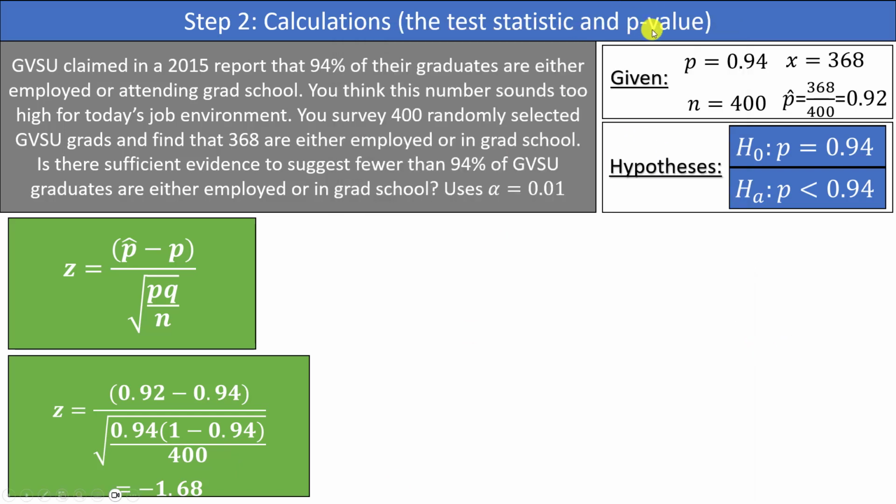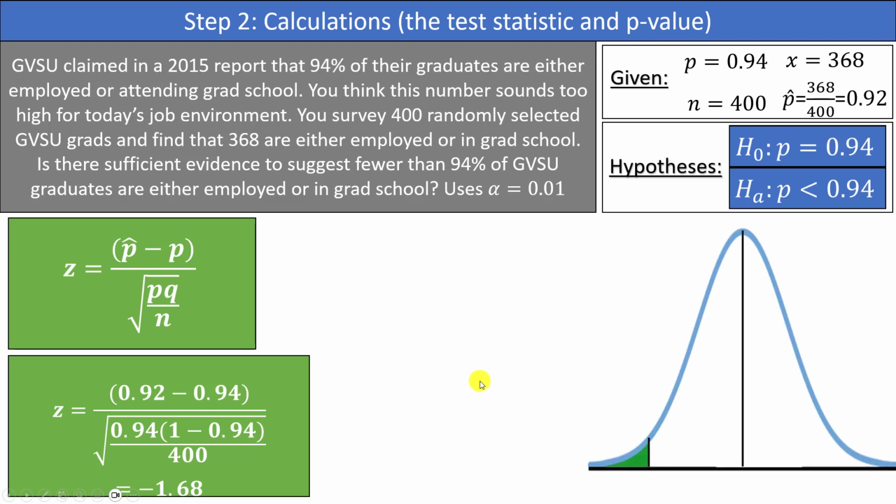Next, we need to find the p-value. In order to find the p-value, you're always going to want to draw the distribution. In this case, we have a z-distribution, which has a value of 0 in the middle. Our test statistic of negative 1.68 should go somewhere to the left. Since we have a left-tail test, indicated by the less than sign, we are trying to find the probability that we have a z-score that is less than negative 1.68.